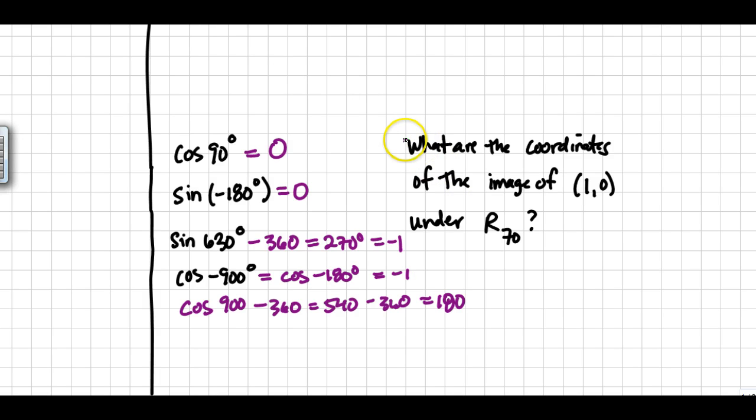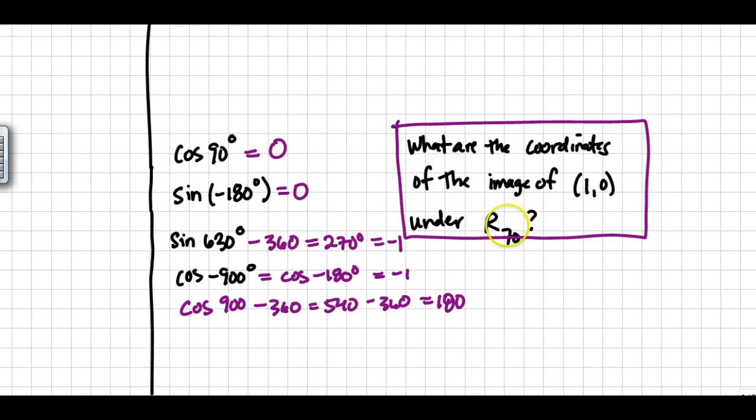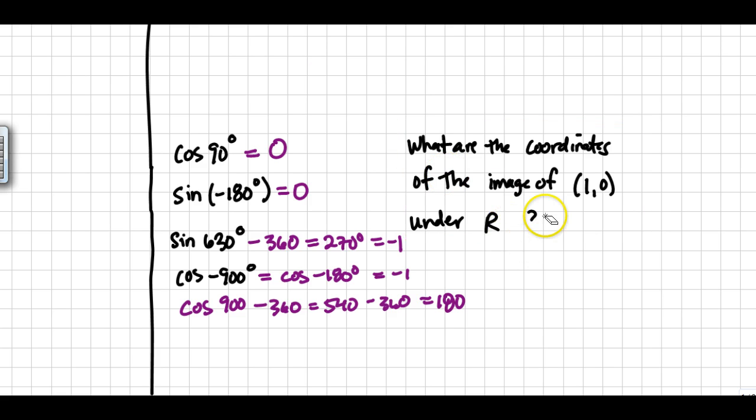Another type of question that you're going to run into is a question that's worded like this. And I didn't mean to cover that up. That should say 70 there. So the book may ask the question this way: what are the coordinates of the image of the point 1, 0 under R, where capital R stands for rotation, and the little subscript tells you your degree measure. So if you rotate 70 degrees starting from this point, hopefully you can imagine that that would be somewhere along quadrant 1. So it's going to be around somewhere right here.